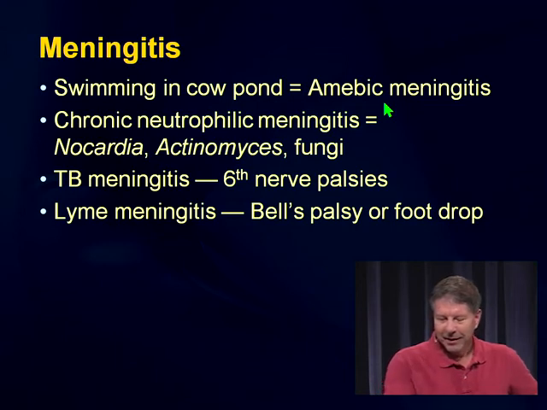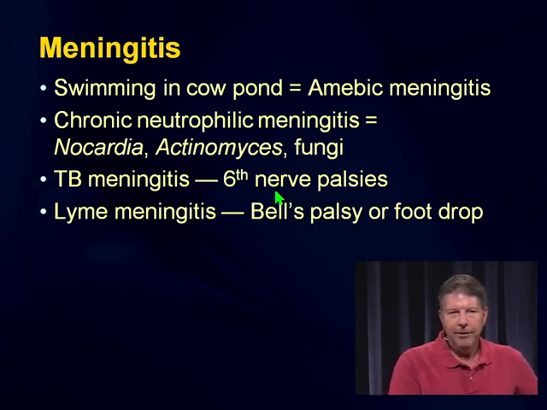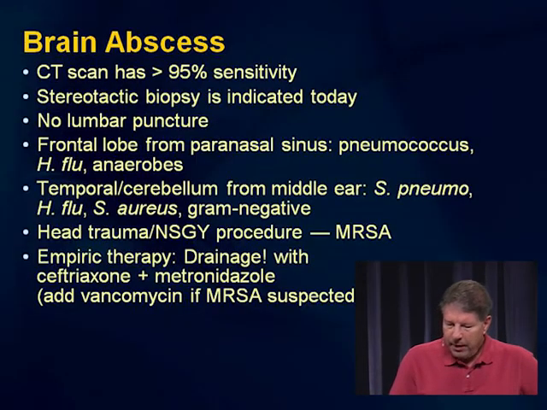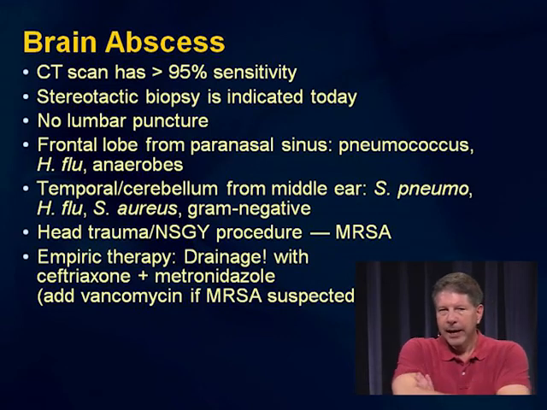All right. TB meningitis, classically, you'll have a 6th nerve palsy. That can be a clue if they ask that. And then Lyme, don't forget that Bell's palsy, okay, that we talked about. So they have isolated Bell's palsy or a foot drop. Think about Lyme. Okay, brain abscess, CAT scan is still good for that.